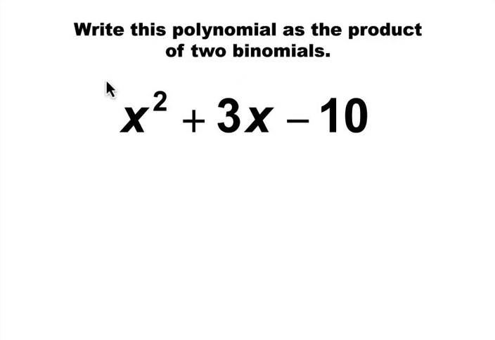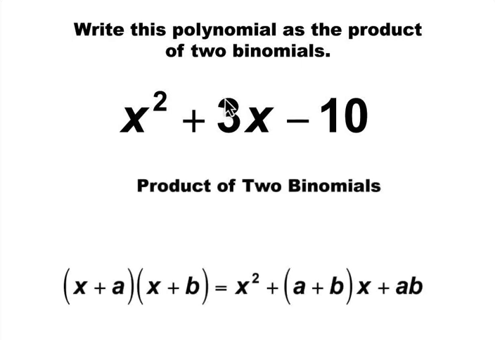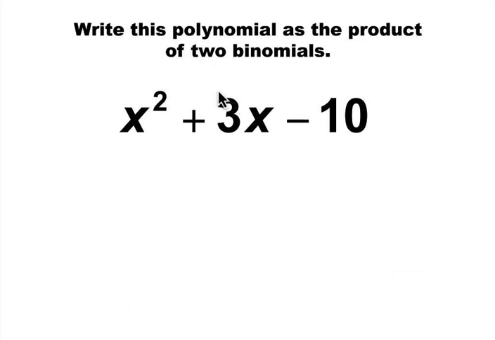Write this polynomial as the product of two binomials. The product of two binomials of this form shows a pattern in the values of a and b. The coefficient of the x term is a plus b, while the constant term is the product of a and b. With this polynomial, this term represents a plus b, and this term represents a times b.